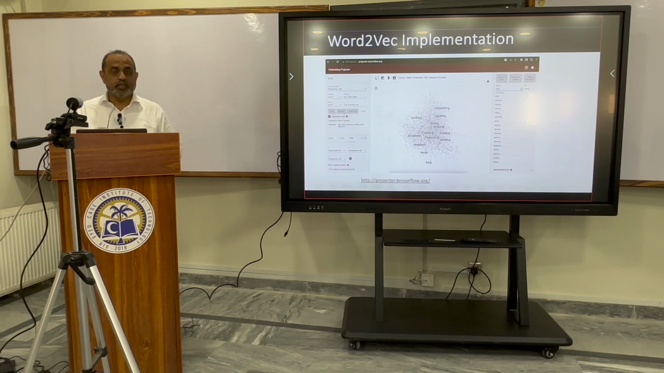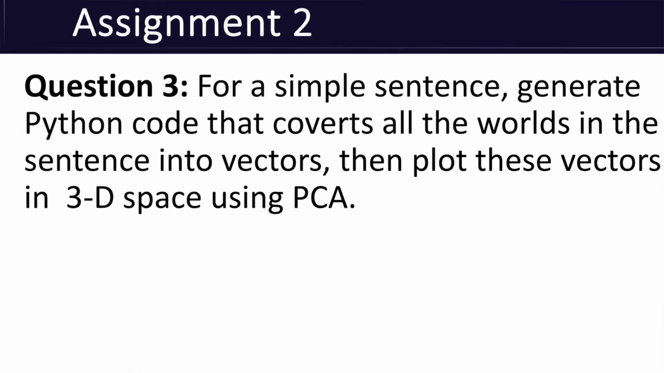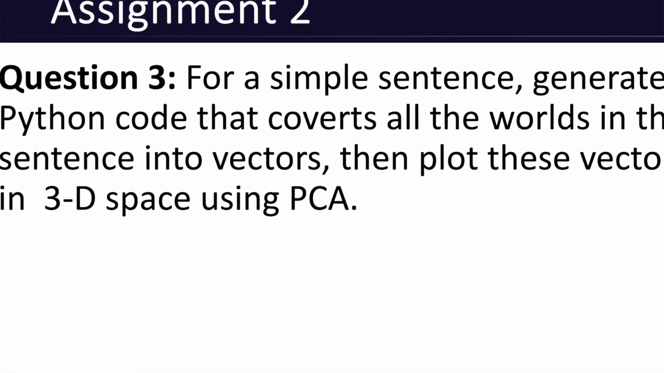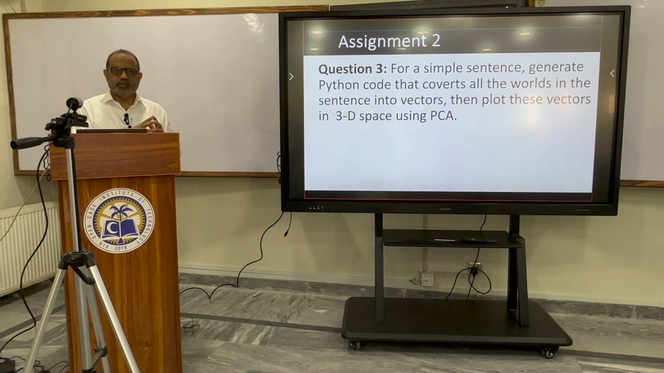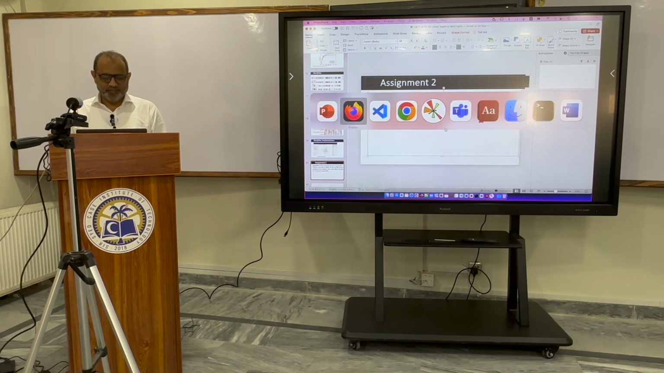This is the algorithm that we can use to train it, because this is very fundamental to large language models. Okay, so this is my assignment to you. For a simple sentence, generate Python code that converts all the words in the sentence into vectors, then plot these vectors in 3D space using principal component analysis. Okay, this is the assignment. So let's do this assignment. And the fun part is you can do every assignment in a few seconds. So you go here.